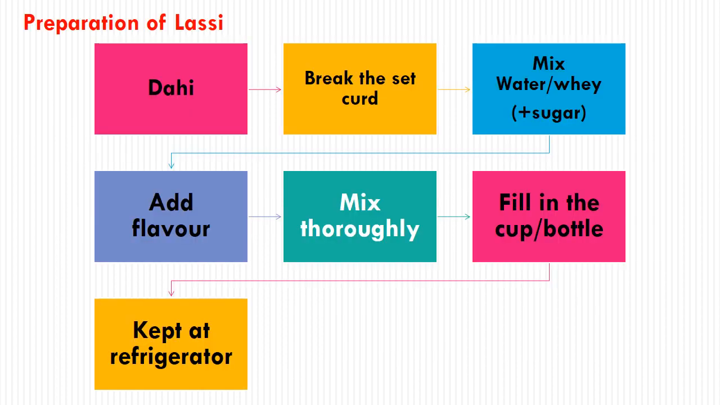Here is the flow chart for preparation of lassi. First dahi should be made, which we have discussed already, from the milk, the traditional way of making dahi or curd. Then it is broken and vigorously mixed in the mixie by adding water. This water can sometimes even be ice. In summertime ice is preferred, and sugar is also added, and at this stage the flavor is added and thoroughly mixed, and then it is filled in a cup or bottle and served, or sometimes it is kept in a refrigerator in bulk and then served. So there are several options for making lassi. These are the basic steps for preparation of lassi.